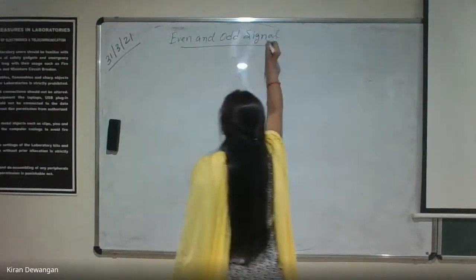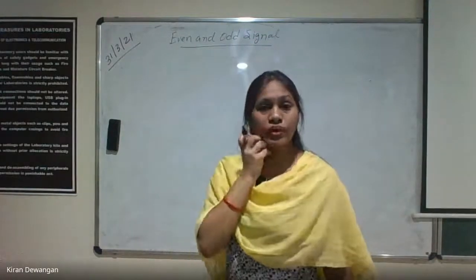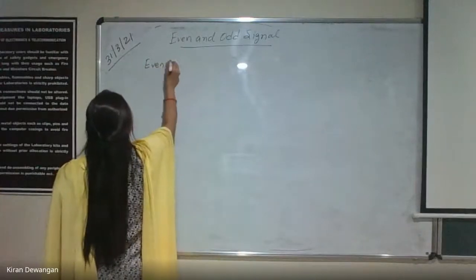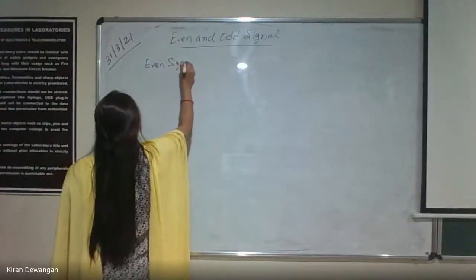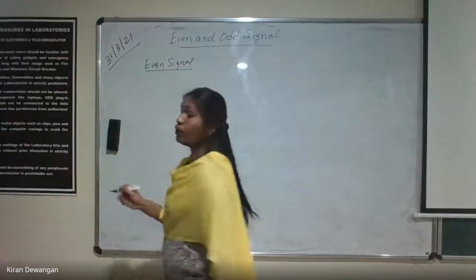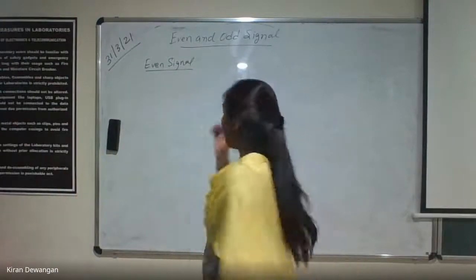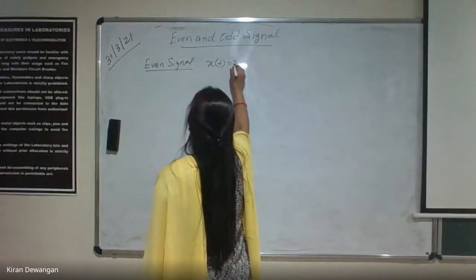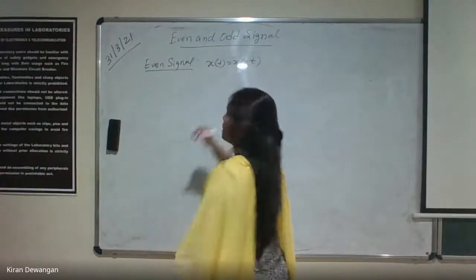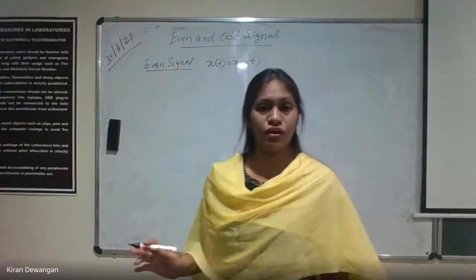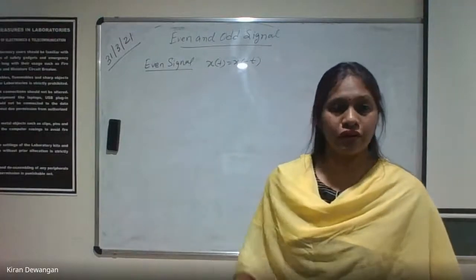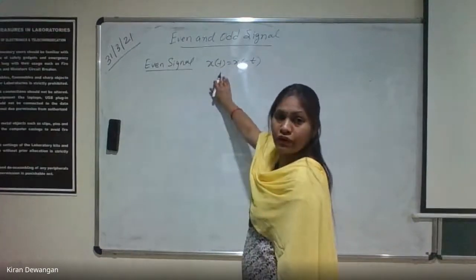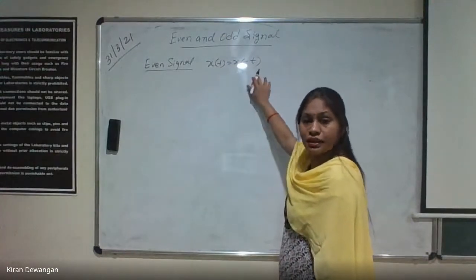Even and odd signal. Now, what do we know about the even signal? First, let us start with the even signal. What do we know about the even signal? That the even signal has x of t equals x of minus t. Meaning, whatever is the positive value of t, the same will be plotted for the negative value of t also. So what is plotted on the positive side, the same will be at the negative t also.